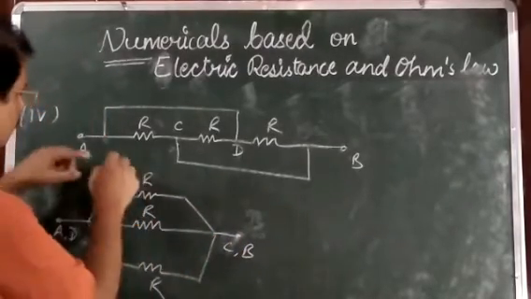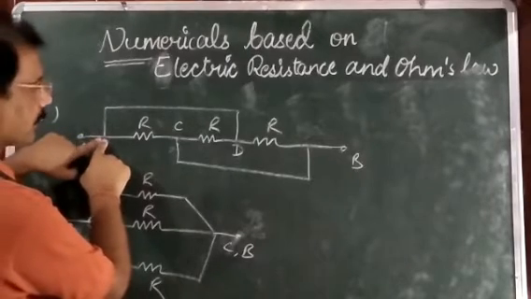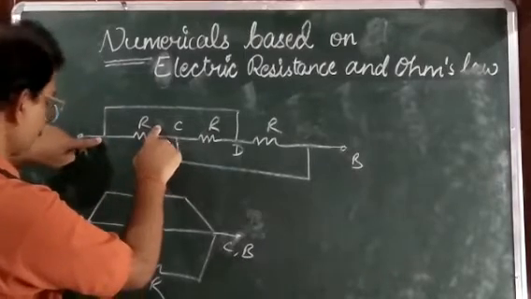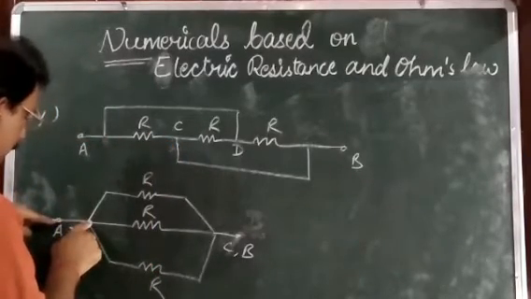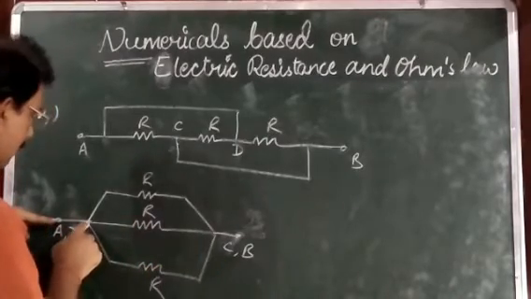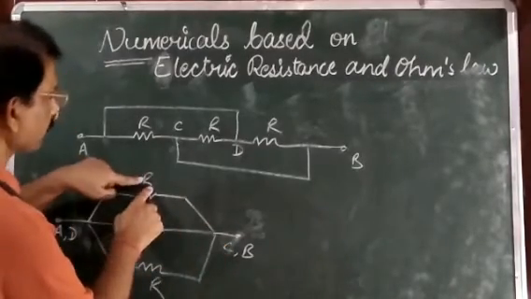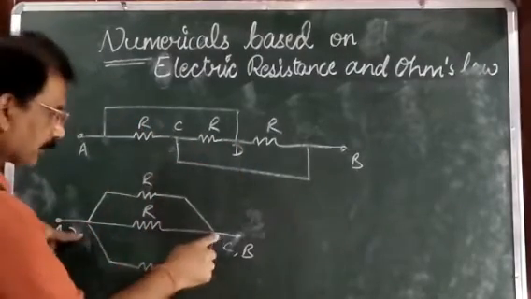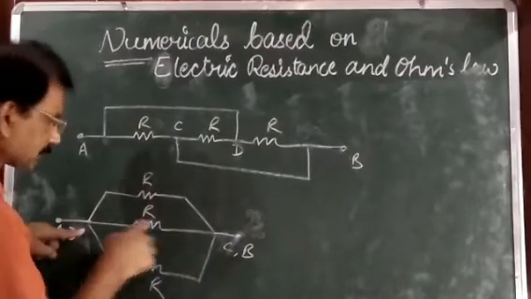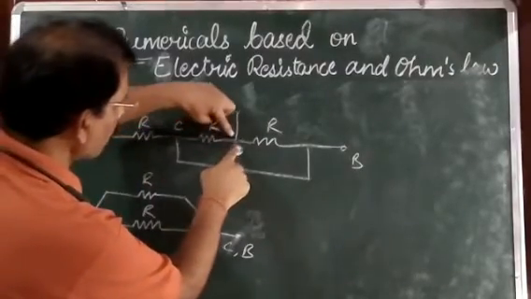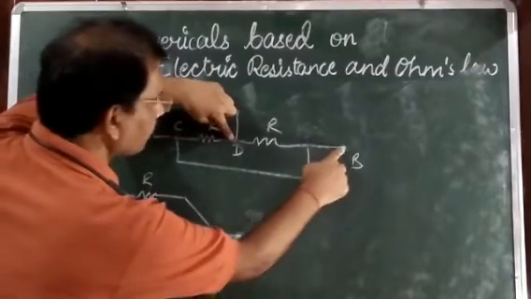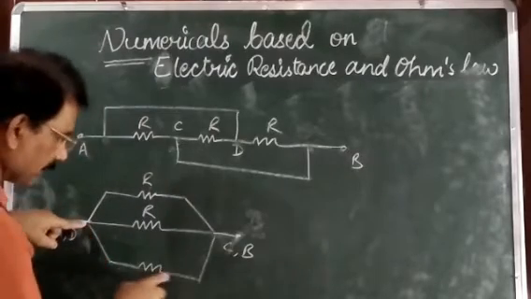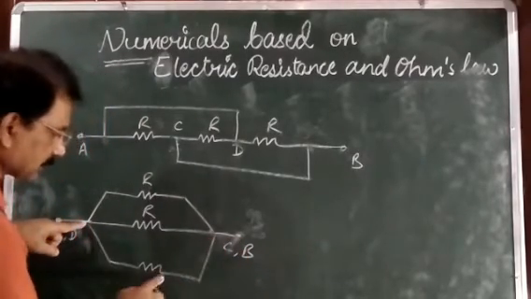And now you see here, this point is A and suppose this point is C. Between A and C, one resistance is R. Between C and D, again one resistance is R. Again, this point is D and this point is either B or C. This point is D, this point is B. Again, one resistance is R.